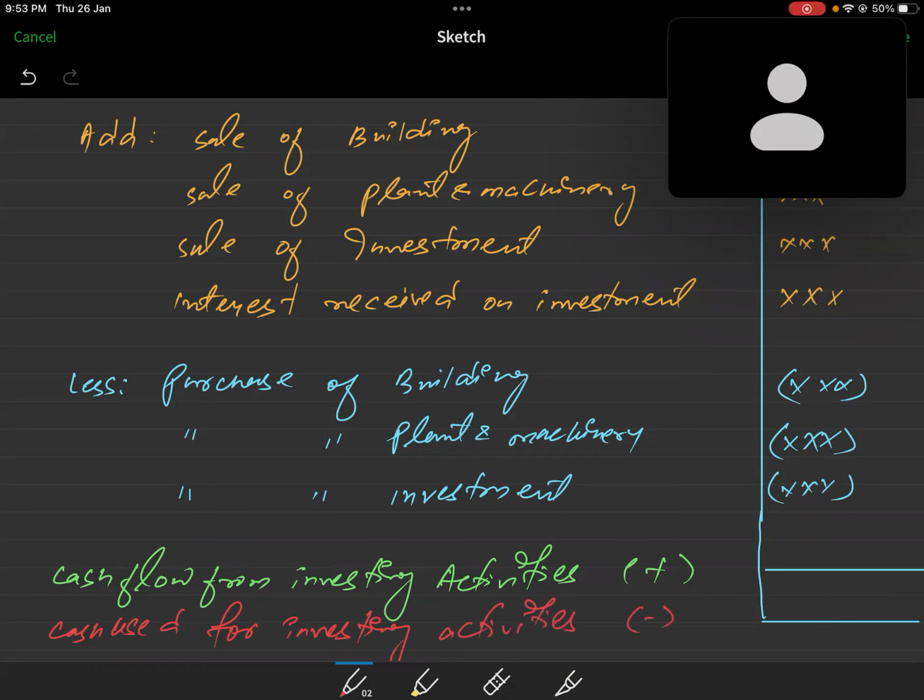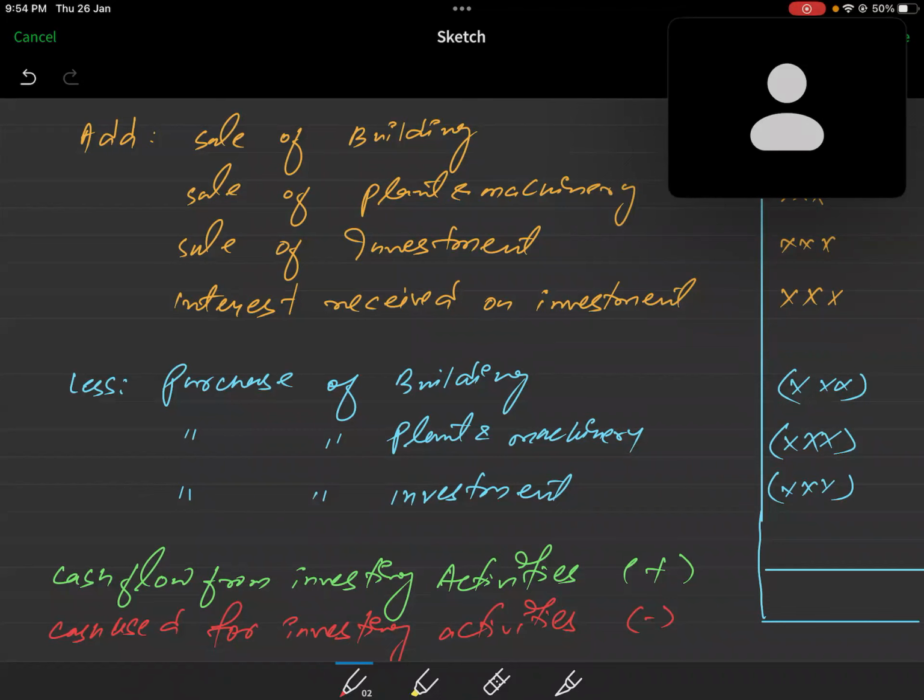Understood? Prerna, is this clear to you? Yes, sir. All right. Now, I'm sure you must have prepared the format. You have written this one. Yes, sir.